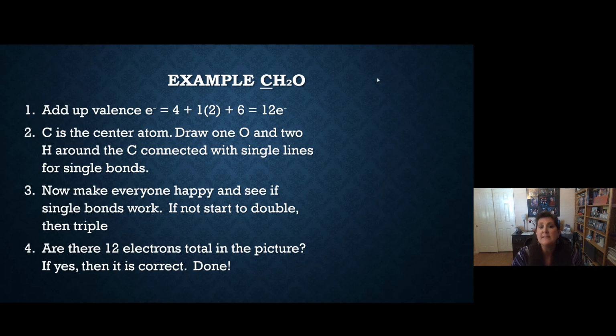CH2O with the C underlined. Let's add up the valence electrons. Carbon is in column 4. So 4 valence electrons. Hydrogen is column 1. So 1 valence electron, and there's 2 of them, so 1 times 2. Oxygen, again, is in column 6. So 6 valence electrons. So 4 plus 2 plus 6 is 12.